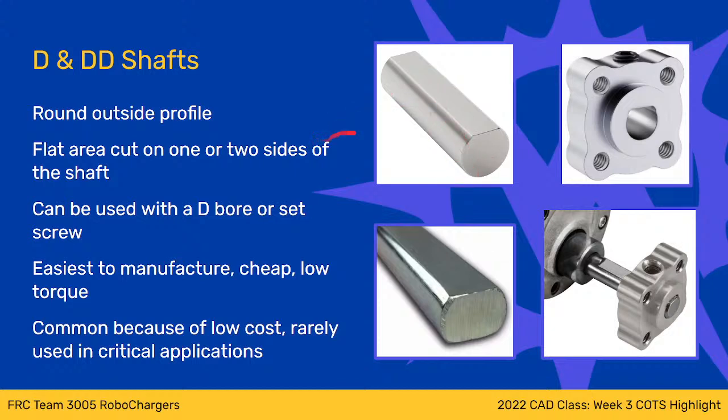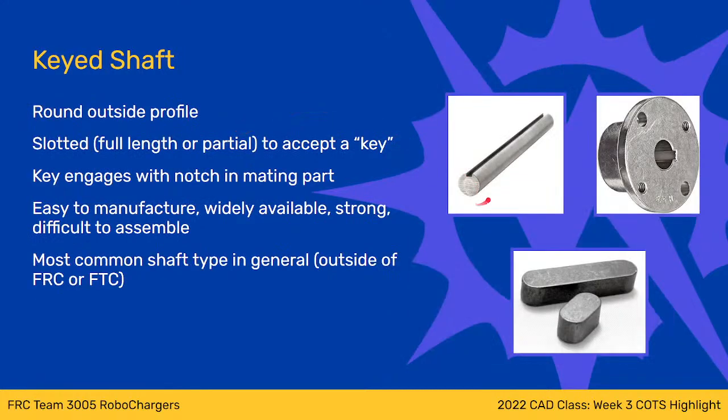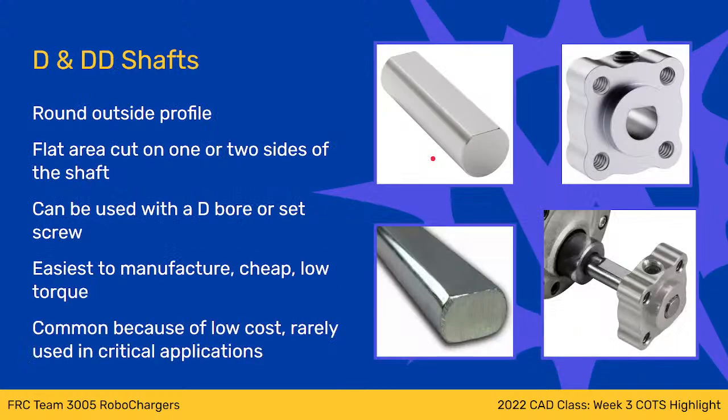And then in addition to that, this flat is significantly easier to manufacture than even a key, right? Like a keyway, the slot is called a keyway. I don't know if I mentioned that, but the keyway is pretty easy to manufacture. A flat's even easier, right? This is literally the easiest shaft to make out of all of the different types.